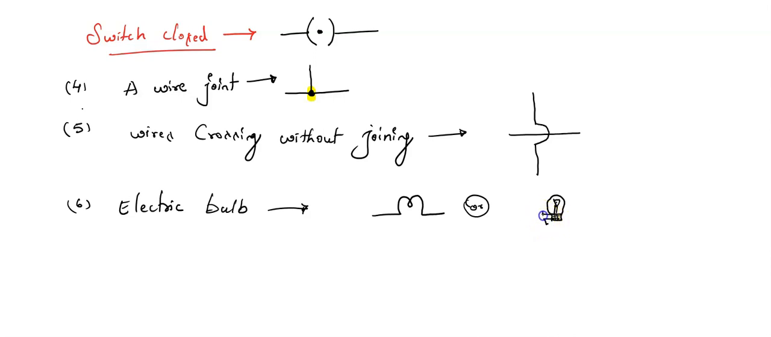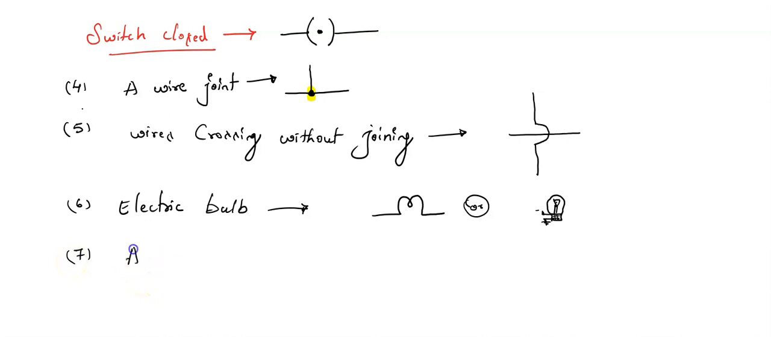Can you see here? This is my positive terminal and this is my negative terminal. So this is a bulb, but you need not draw this. Just if you draw this one, it is more than sufficient. So this is the circuit symbol or the circuit diagram of an electric bulb.